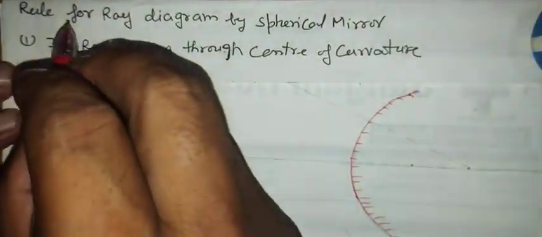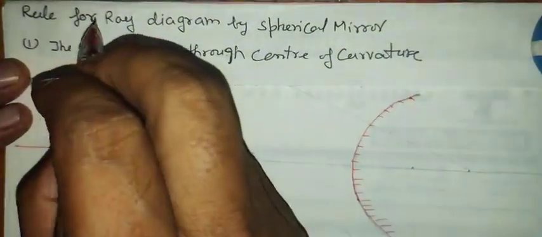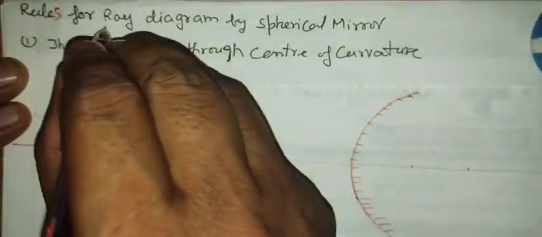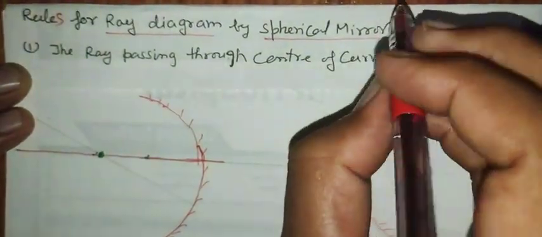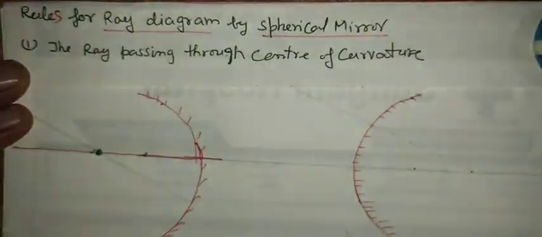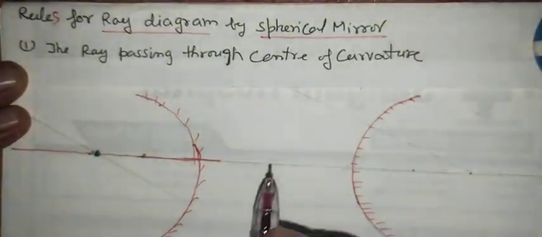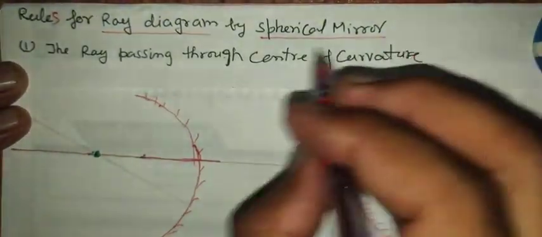Hello everyone, we are going to see the laws, the rules. What are these rules? The rules for making a ray diagram for a spherical mirror. Here are four rules. We will see them one by one in the case of a spherical mirror.